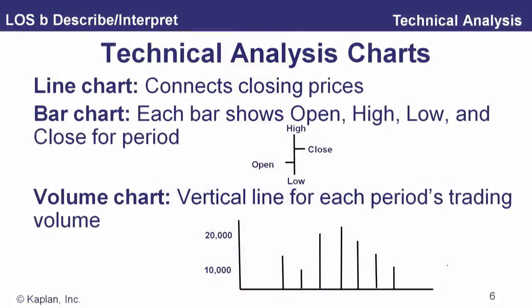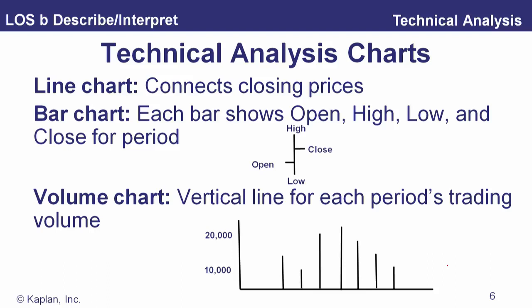Now let's look at some of the charts and tools that they use in technical analysis. A line chart just connects the closing prices like this. A bar chart, each bar shows open, high, low, and close for the period. So it's a summation of the trading. It could be for a day, you could put that weekly or whatever. So you see the open and the close, and then the height of the bar gives you the whole range of prices over that period.